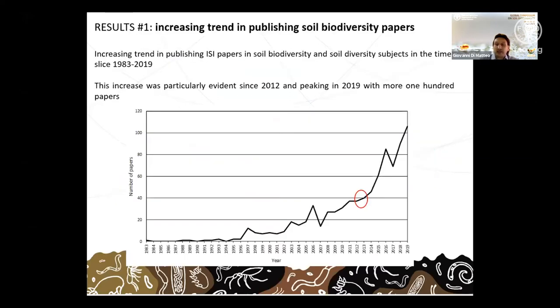So these are the first results, and the figure shows the trend of annual published papers in the soil biodiversity subject. The trend increased since 2012, peaking in 2019 with more than 100 papers. So these results highlight an increasing attention from the scientific community regarding this topic, especially in the last 10 years.